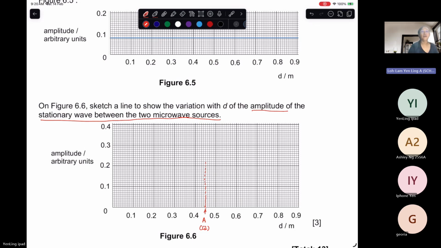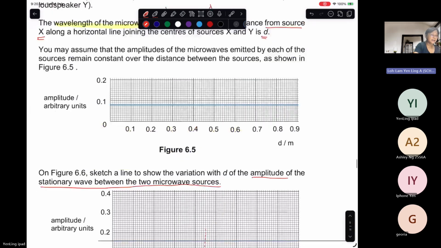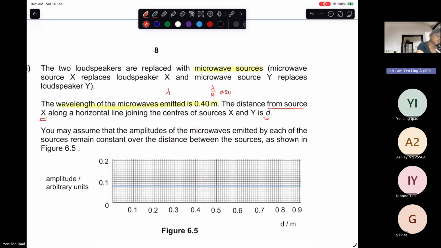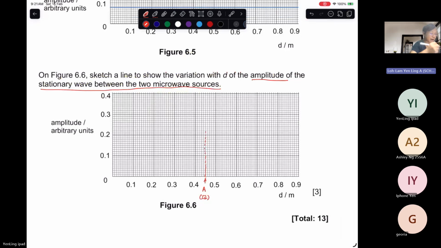And therefore, the wavelength is 0.40, so the next antinode would be lambda over 2, and lambda over 2 is 0.20 meter away. And if you want a node, it would be lambda over 4, which is 0.10 meter away. So I think some of you were quite smart. You went to mark out all the nodes instead. So these are all the nodes. This is the node, which is 0.1 meter away. And then you can mark out all the nodes here as well. And then you mark out all your points of antinode.